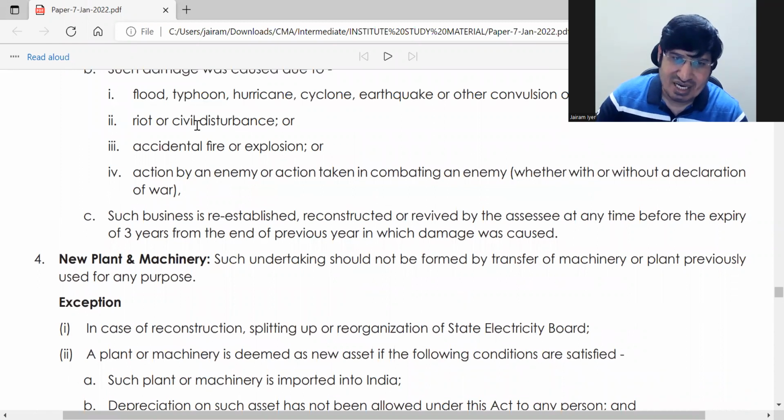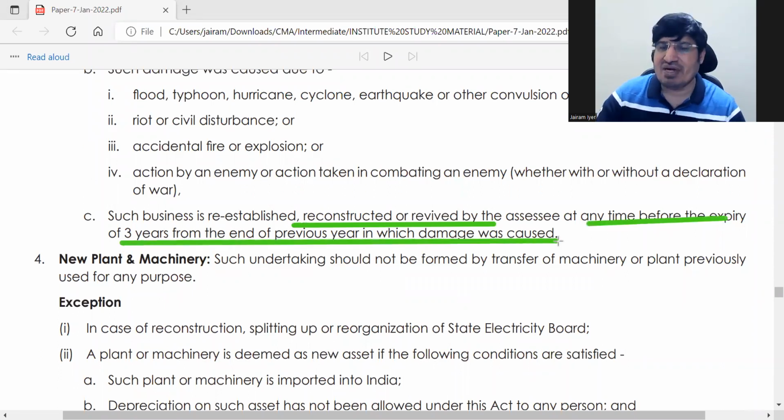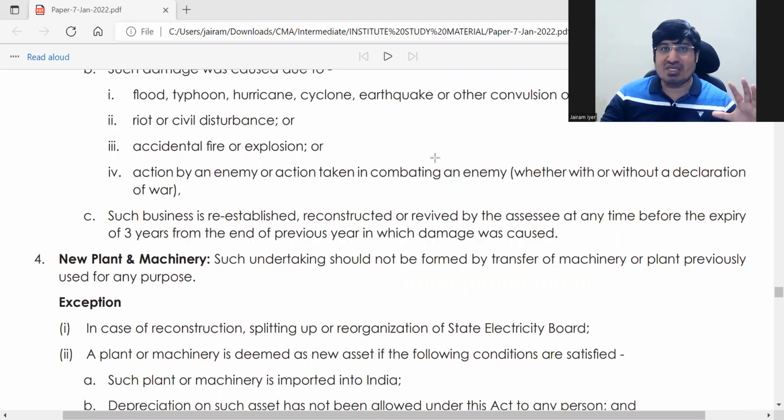If they are re-establishing it because of this flood or typhoon, they have been given a 3-year time. So they can reconstruct at any time before 3 years from the end of the previous year when damage is caused. Whichever previous year the flood or typhoon happened, from the end of that previous year you have 3 years to reconstruct the business. Now, this is about reconstruction of the entire business.